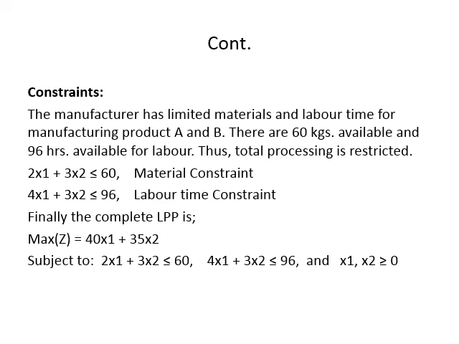Finally, the complete linear programming problem is max z equal 40x1 plus 35x2 subject to the constraints 2x1 plus 3x2 less or equal 60, 4x1 plus 3x2 less or equal 96, and obviously the non-negativity constraint x1, x2 more or equal 0. Let's move to the next stage.